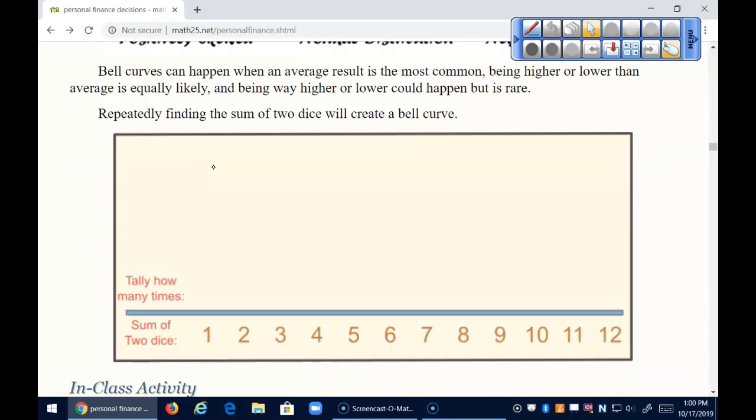And with everything else happening this morning, I forgot my dice. I'll run to my office.